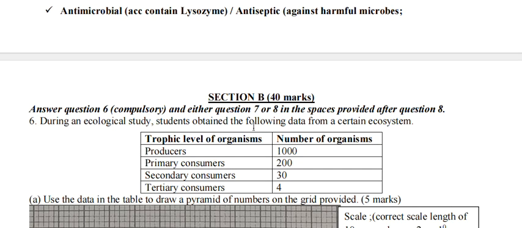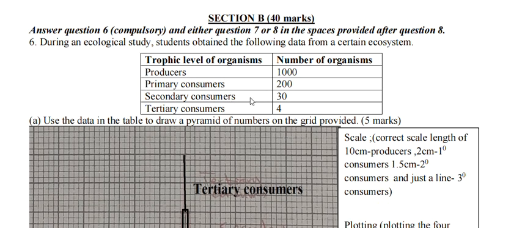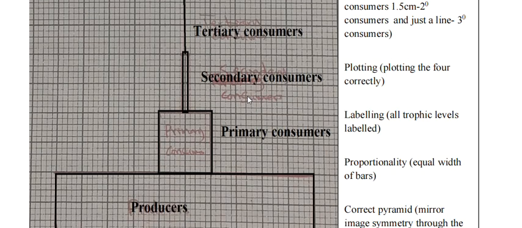The next question, question 6. During an ecological study, students obtain the following data from a certain ecosystem: producers 1000, primary consumers 200, secondary consumers 30, tertiary consumers 4. Use the data in the table to draw a pyramid of numbers on the grid provided.